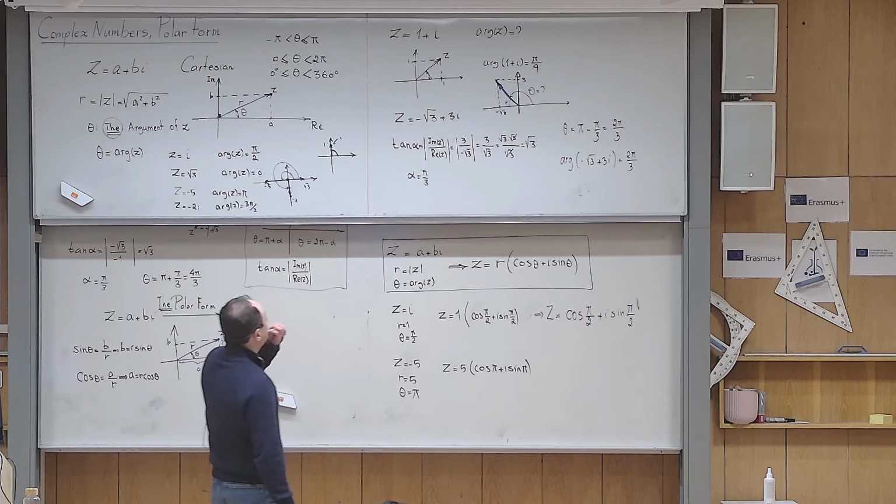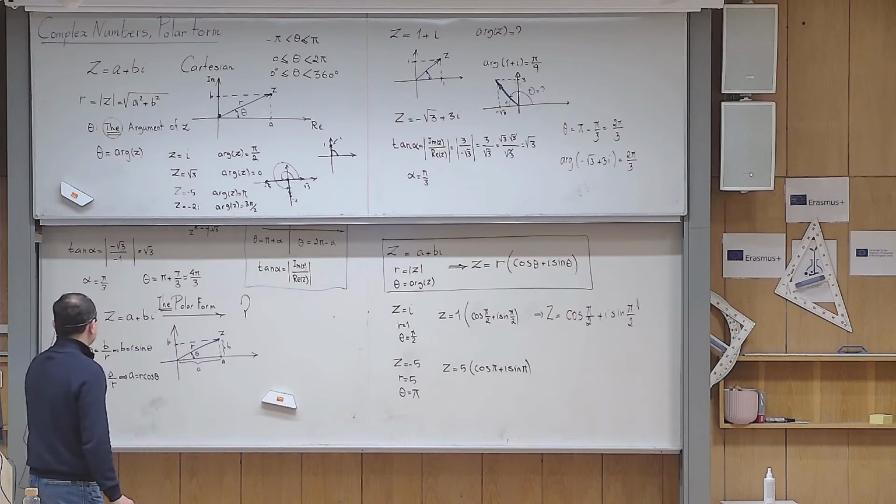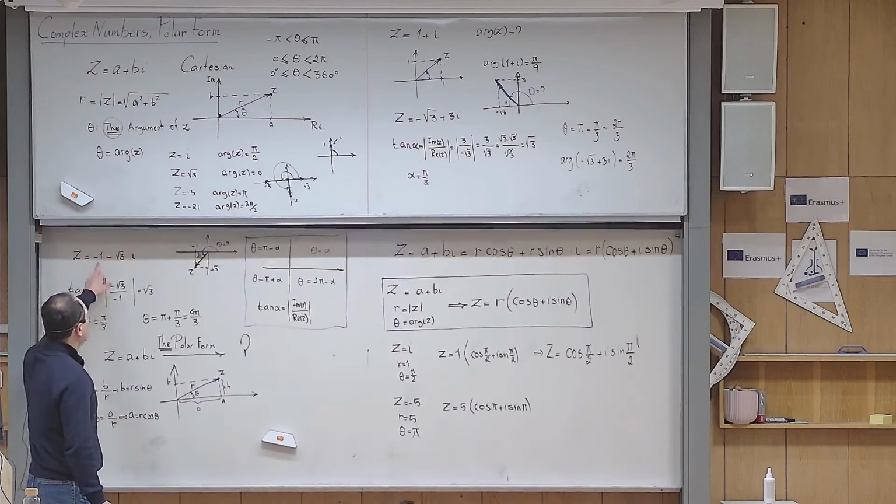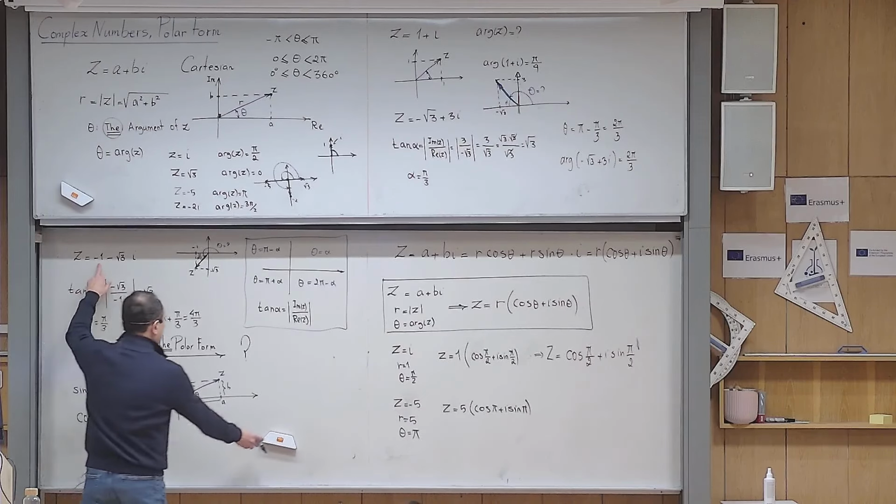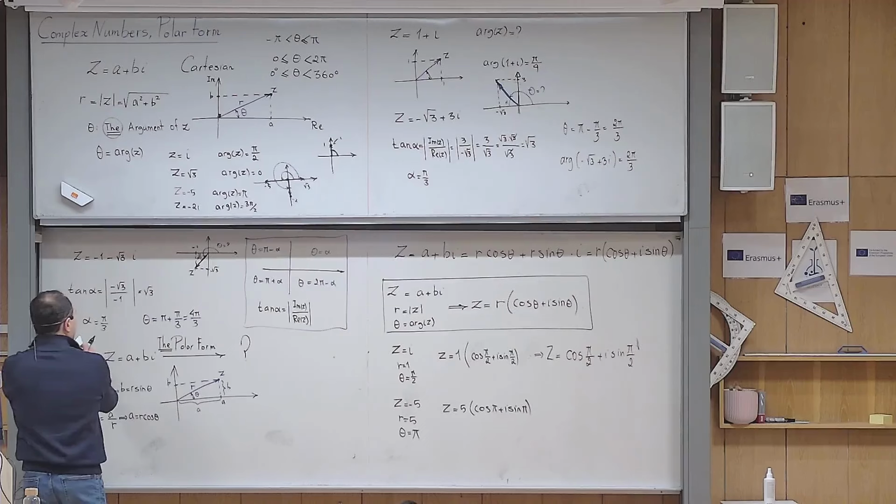For example, let us do one more. Let us do this one. If I ask you to write this in the polar form, what do you do? So let me clean this.